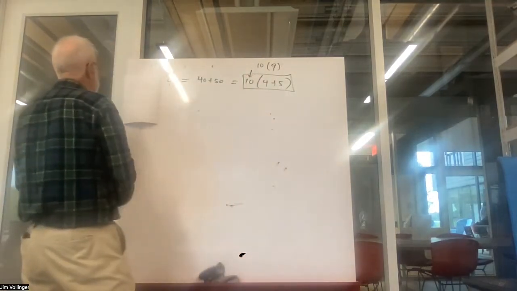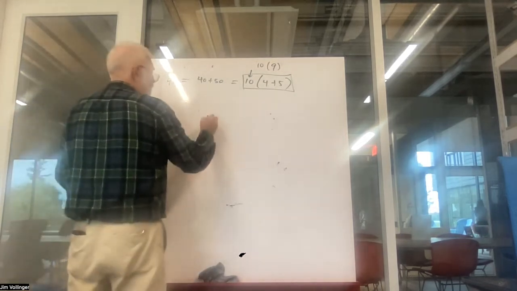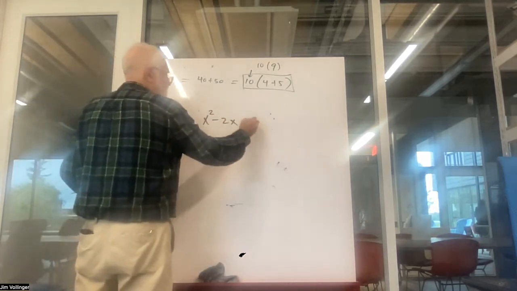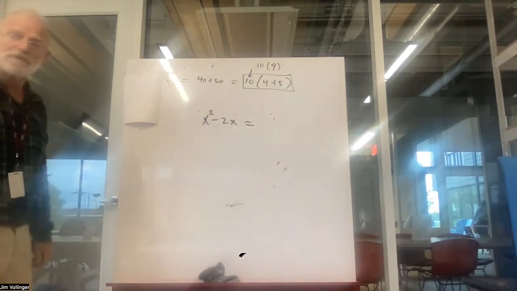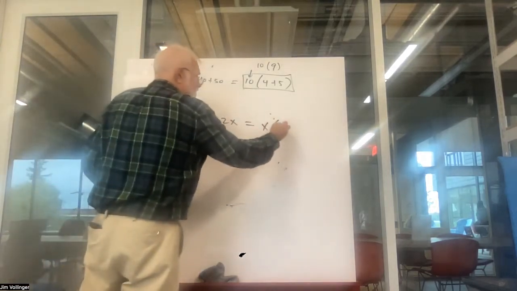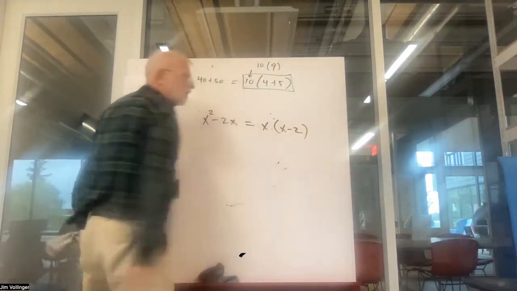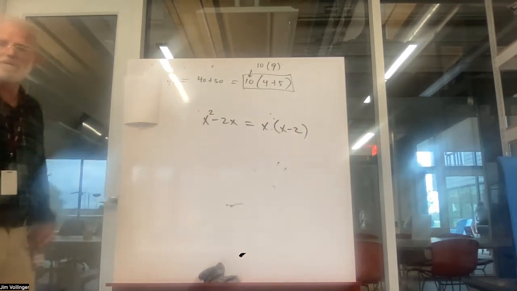Let's see. How do you factor? How do you write x squared minus 2x as a product? Hope your brain just said, take out what's common. What's common? x. That's very similar to a problem we just did a second ago. So if you recognize what to do, you're going to do it right.